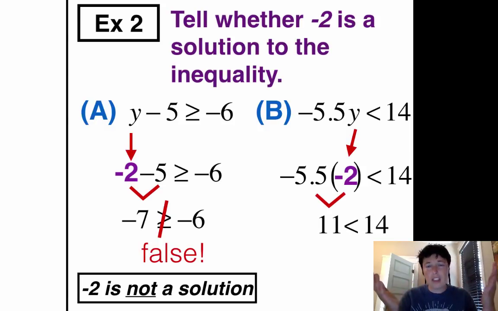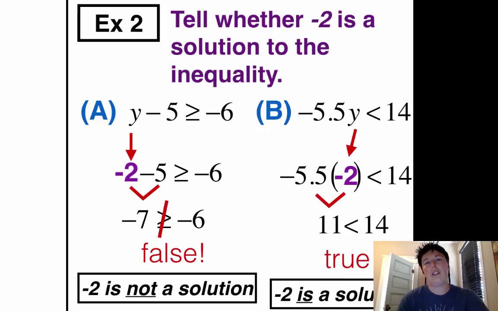So now we have 11 is less than 14. And again, you got to think, is it true? Is 11 less than 14? Oh, totally, right? Like when you stop and think about it, this one's true. So absolutely, negative 2 is a solution to that inequality. It worked in that inequality. So we're just testing numbers to see, do they work or do they not? And seeing if it's true or false.